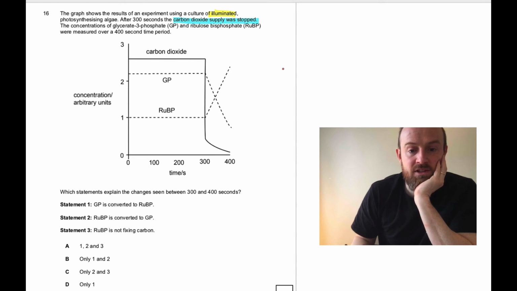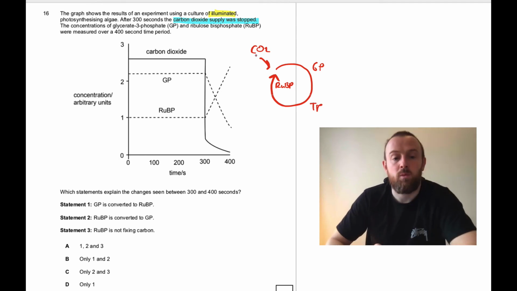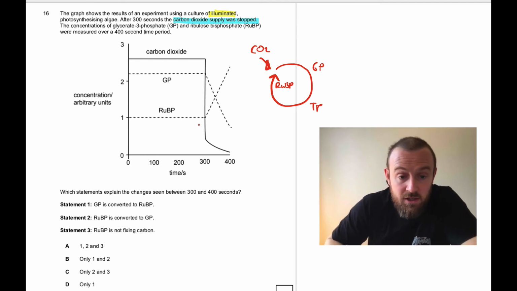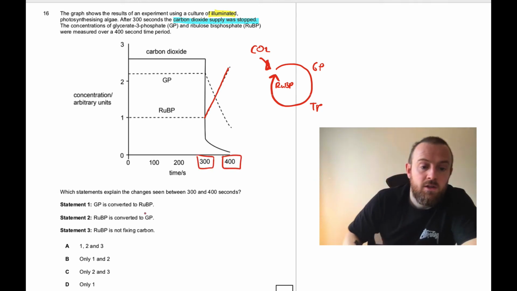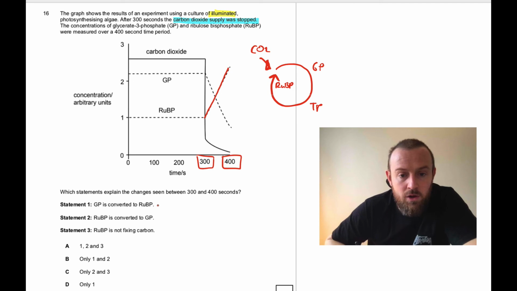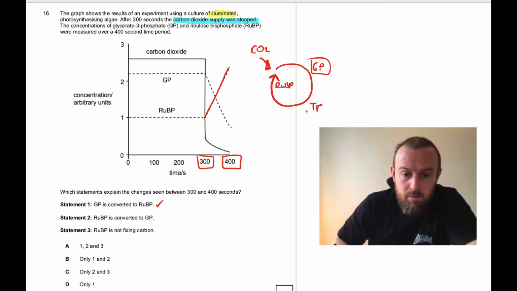Again, let's think about the Calvin cycle. We've got the Calvin cycle like that, with CO2 coming in up here. We've got RuBP, we've got GP, we've got TP. So when we remove CO2, we'd expect an increase in RuBP, which is what happens, and GP would come down. Which statement explains the changes between 300 and 400 seconds? GP is converted into RuBP. Yes, that is true. Not directly, but it is. It goes from here round to TP, then to RuBP.